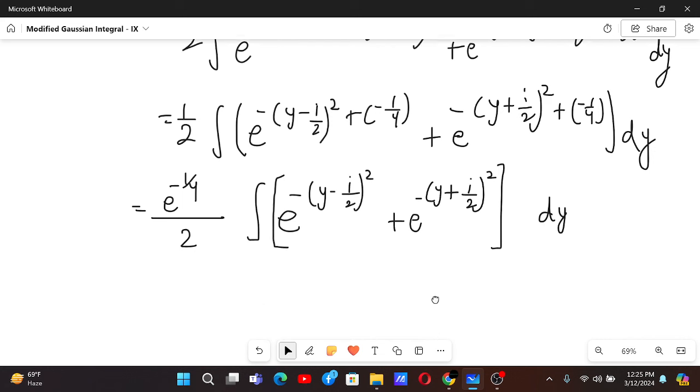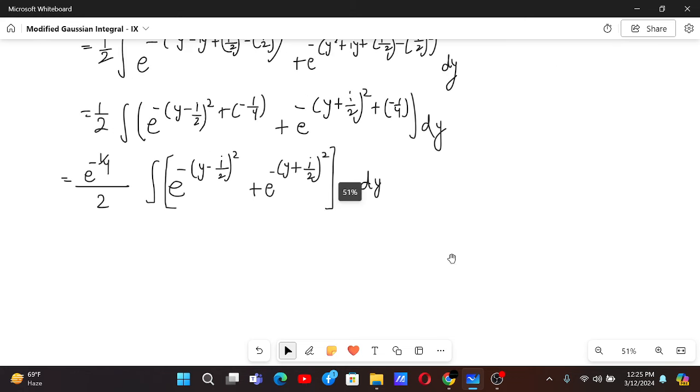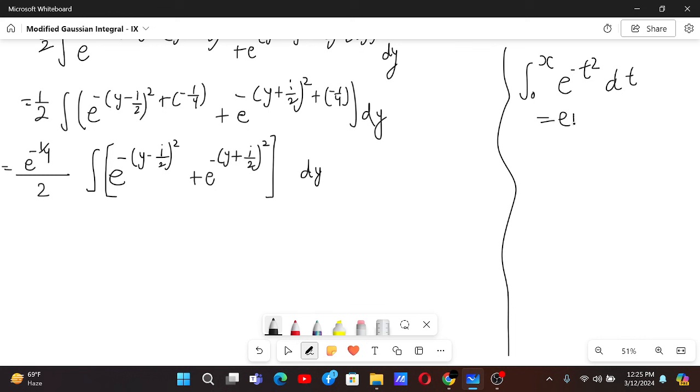Now, how do we deal with this? Okay, so this is basically a standard integral. We do have a standard integral, that is the integral from 0 to x of e to the power minus t squared dt. This integral is defined as the erf function.